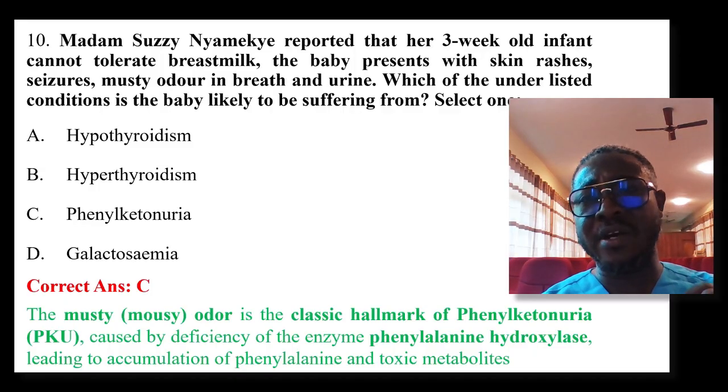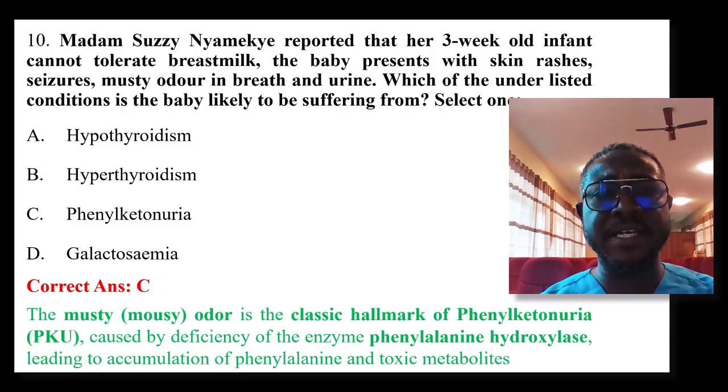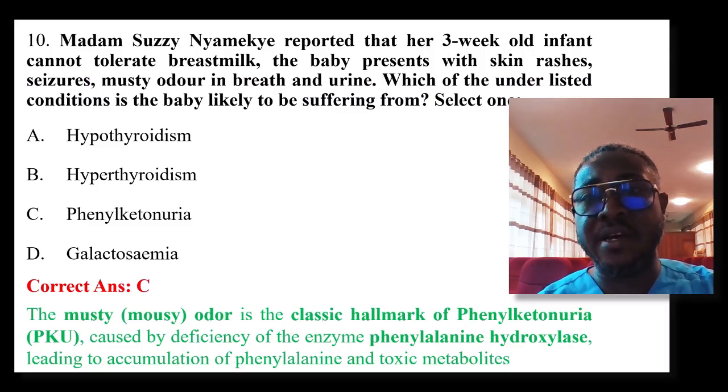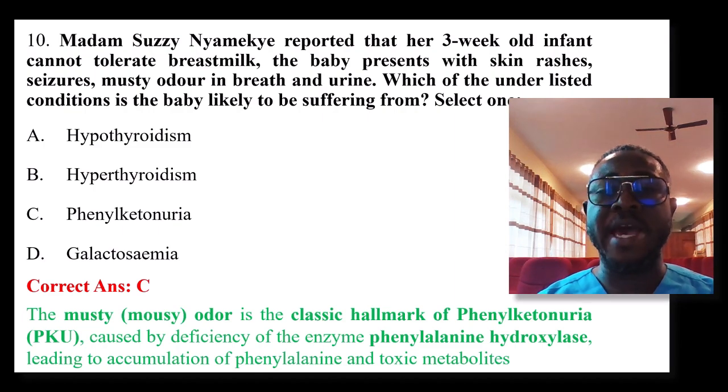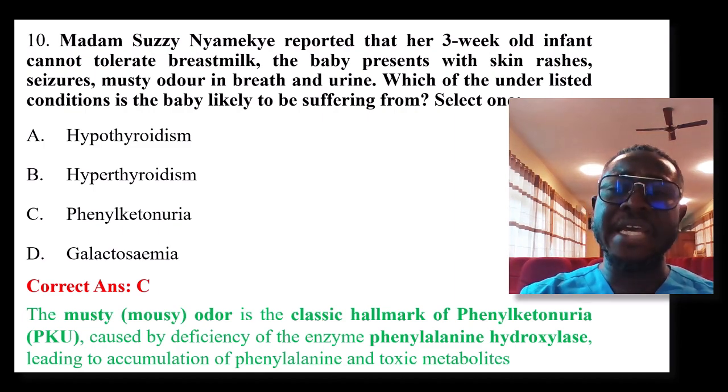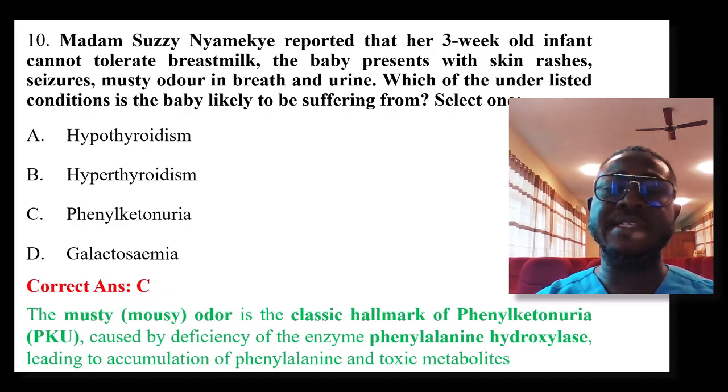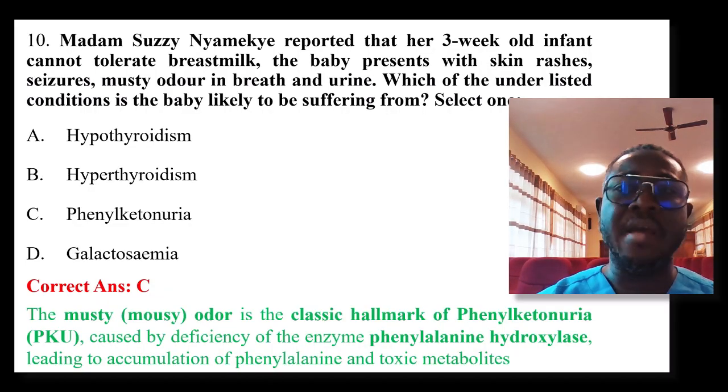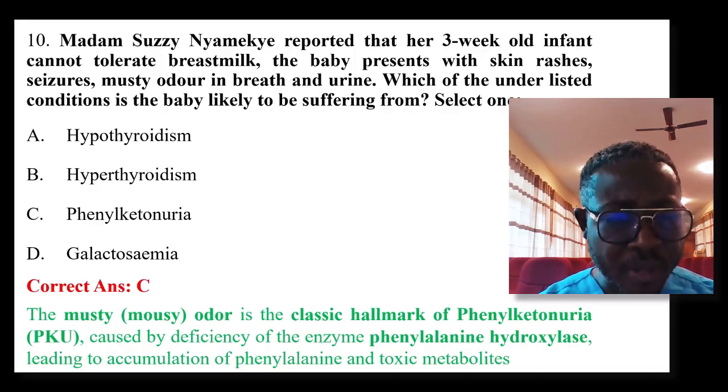This tyrosine is used in producing dopamine, and the dopamine helps in smoothing the activities of what? The acetylcholine. Acetylcholine normally excites cells, which can lead to seizures. And since you don't have dopamine to smooth it, the baby will have seizures. The phenylalanine in urine gives an odor, which is musty, and the breath is also musty, and it can also lead to skin rashes.